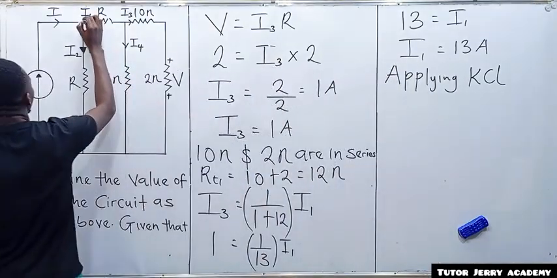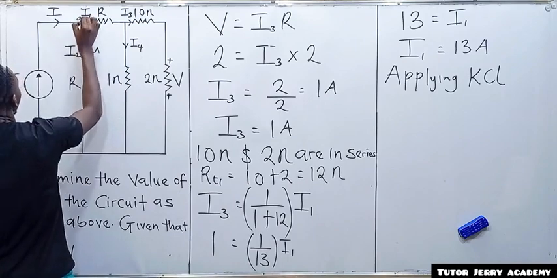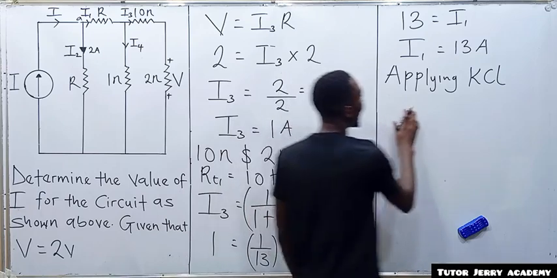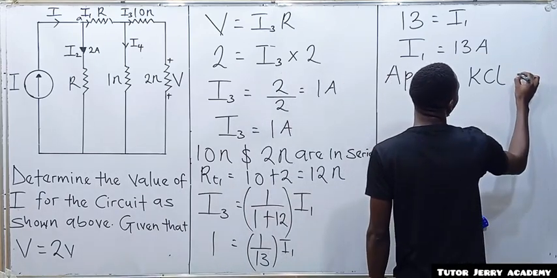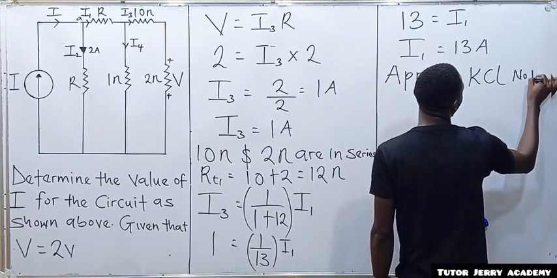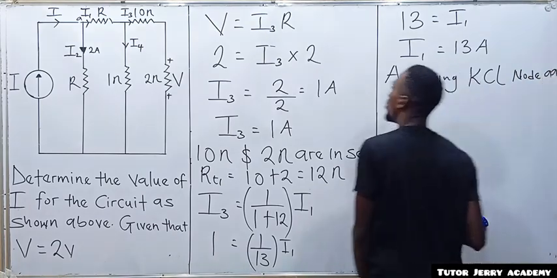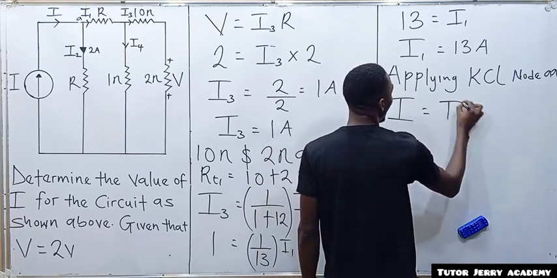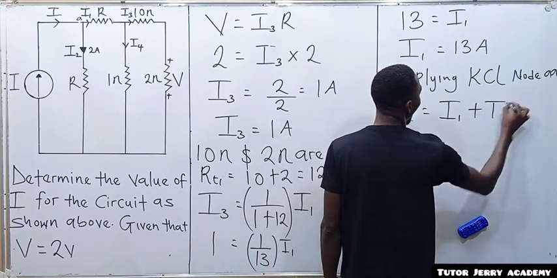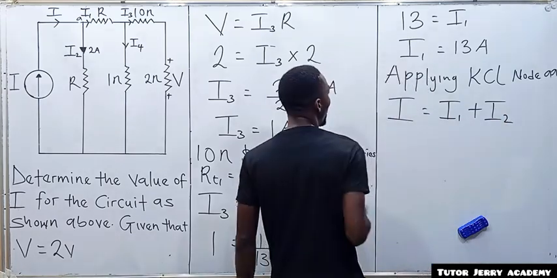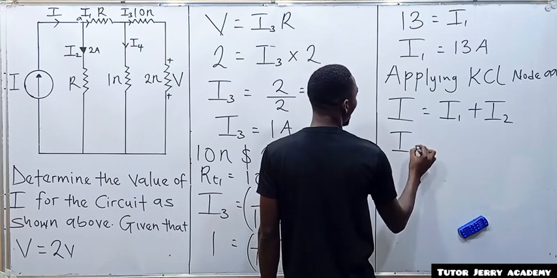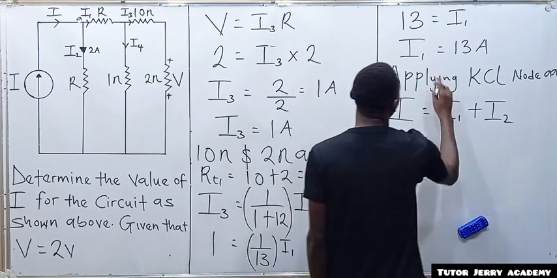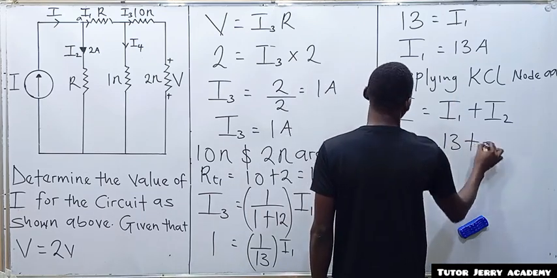So let's call this node A. So applying KCL to node A. All right, so it means that I will be equal to what? I1 plus what? Plus I2. All right, so what is I1? We have already calculated the value of I1. I1 is 13. 13 plus I2.